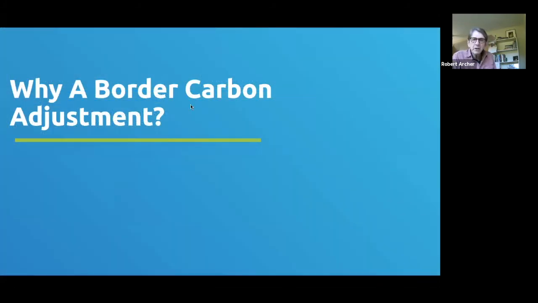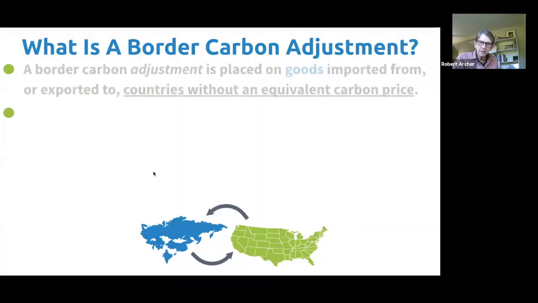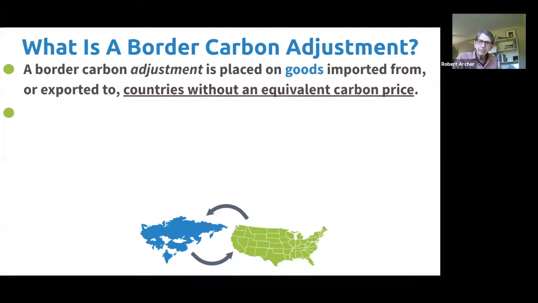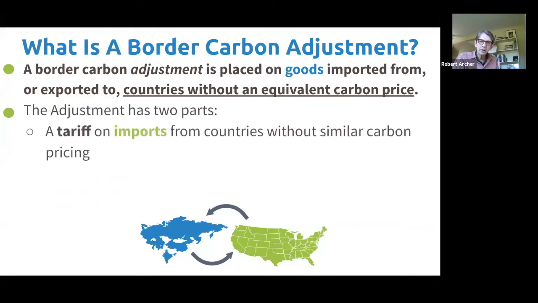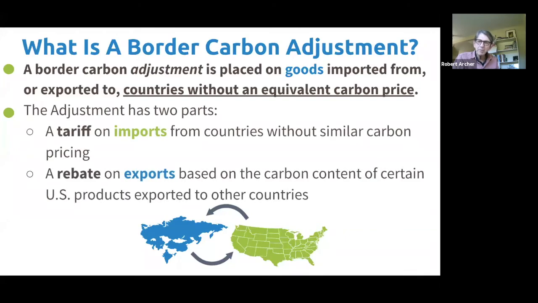The border carbon adjustment, I think, is a must-have feature to succeed on a global basis, and maybe the least discussed. But the European Union is now raising this and will begin considering it in the next year or 2 years, depending upon coronavirus economics. So what is a border carbon adjustment? It's two things. It's a tariff, basically a tax, placed on goods imported from, or a rebate on goods exported to, countries without an equivalent price on carbon. The tariff and rebate are based on the carbon content of the goods imported and exported.